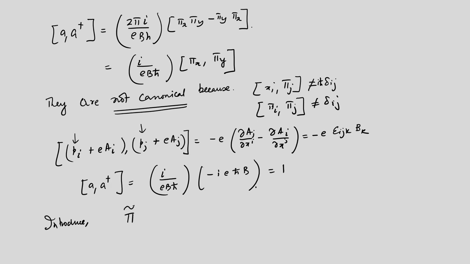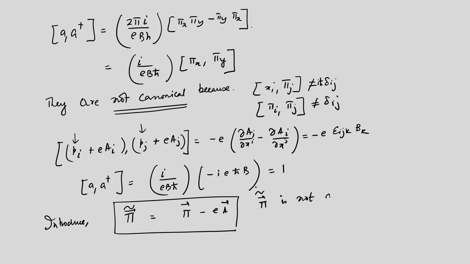A vector π tilde, which is equal to π minus eA. The advantage with this, you will see in a moment, is that it has the other property: π tilde is not gauge invariant but canonical. Okay, so we introduce these π tilde operators and write them in terms of the π operators.